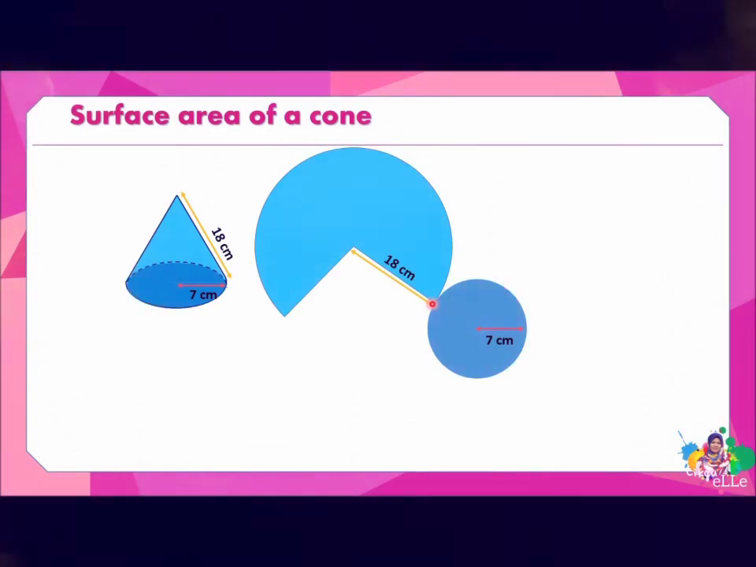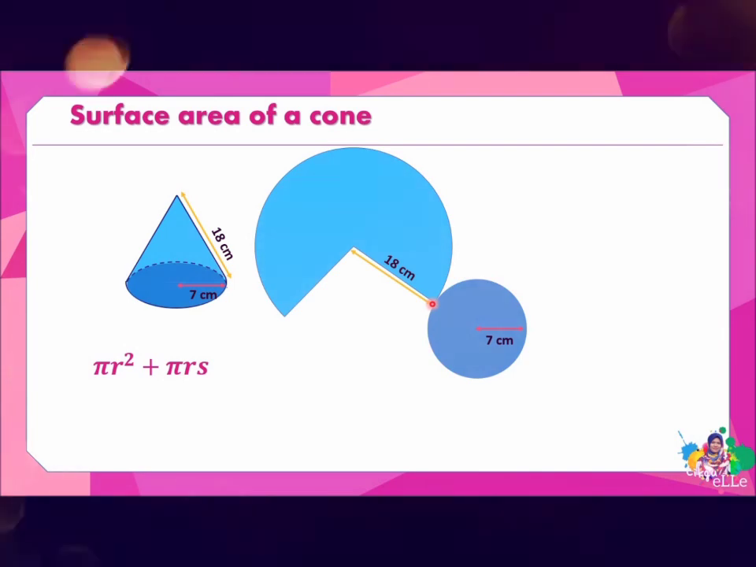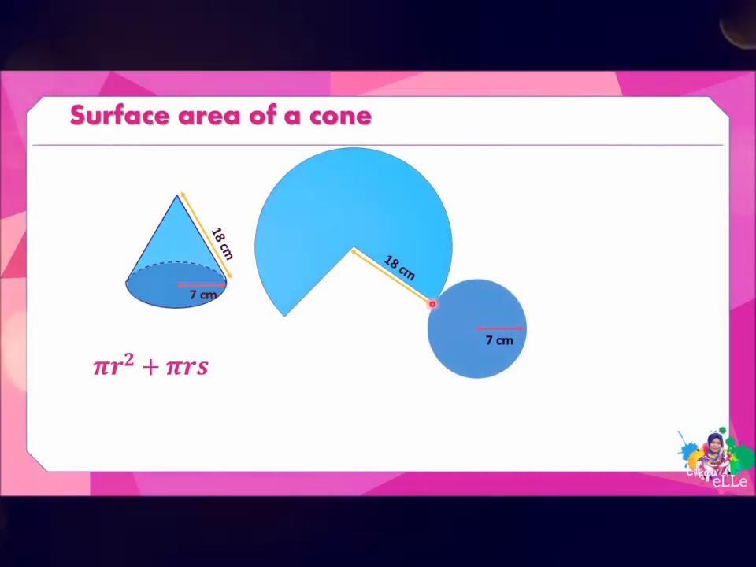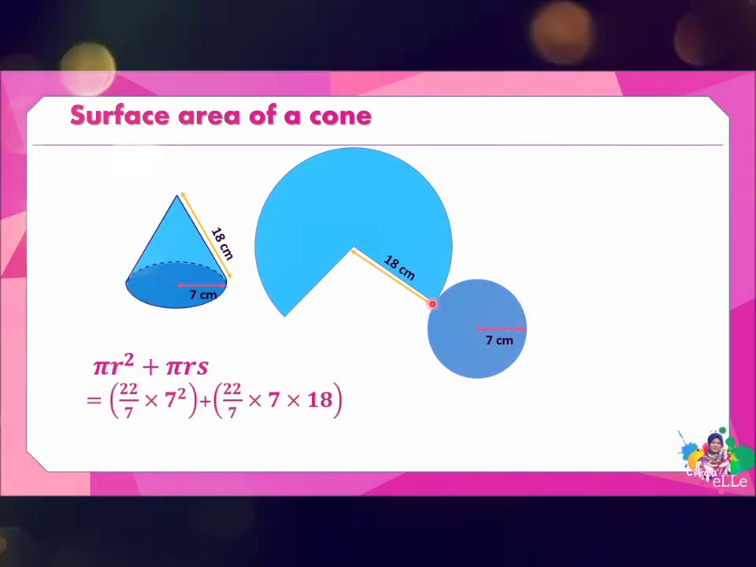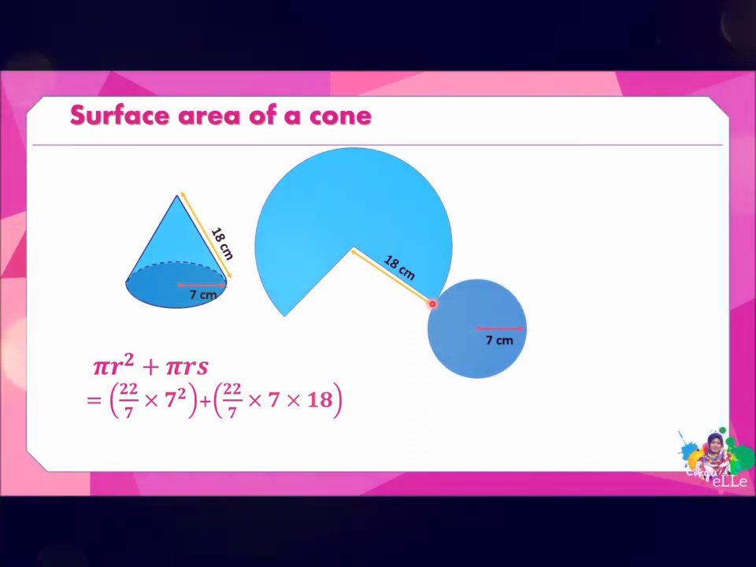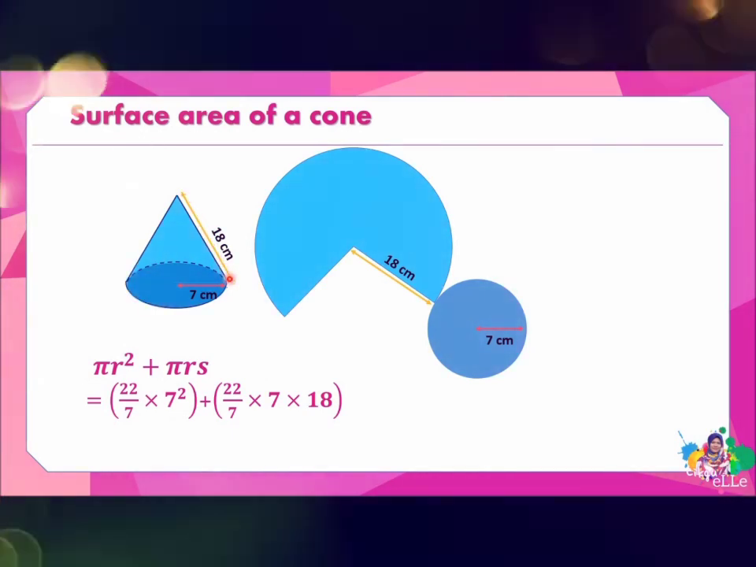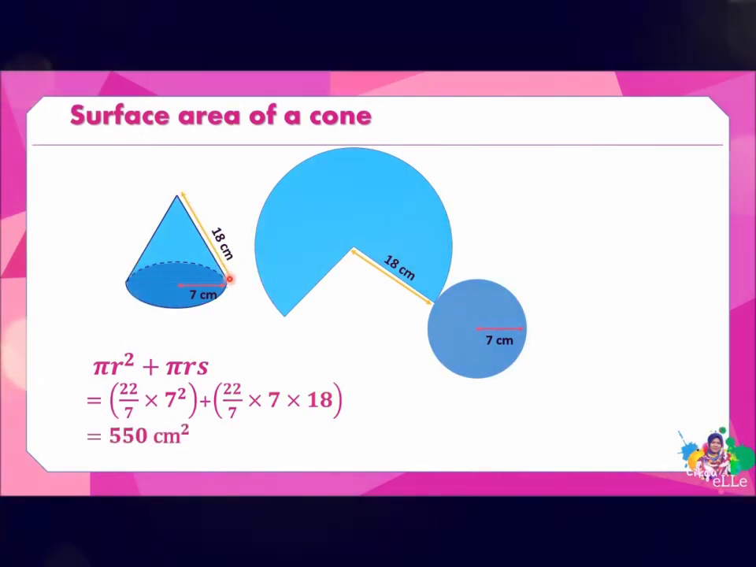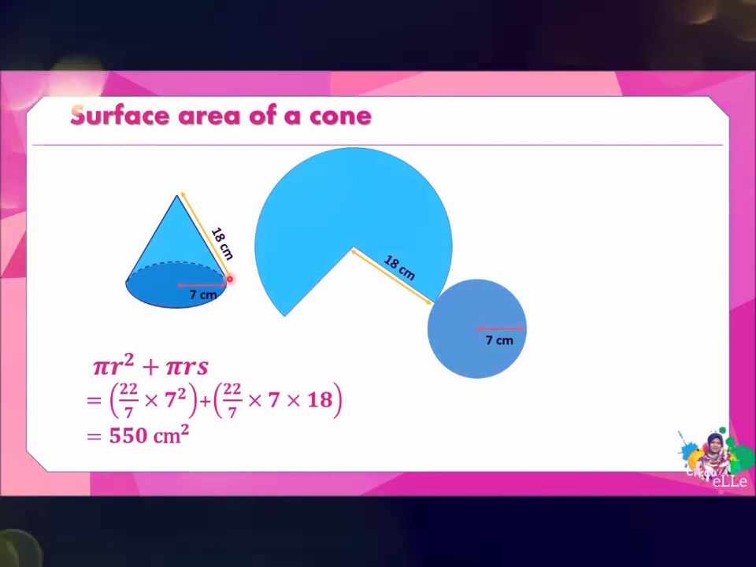Let's look at an example. You know the formula to find the surface area of a cone is pi r square plus pi r s. Then substitute the values into the formula. Pi r square, r is 7 cm. The slant length is 18 cm. So you will get 550 cm square for the surface area of this cone.